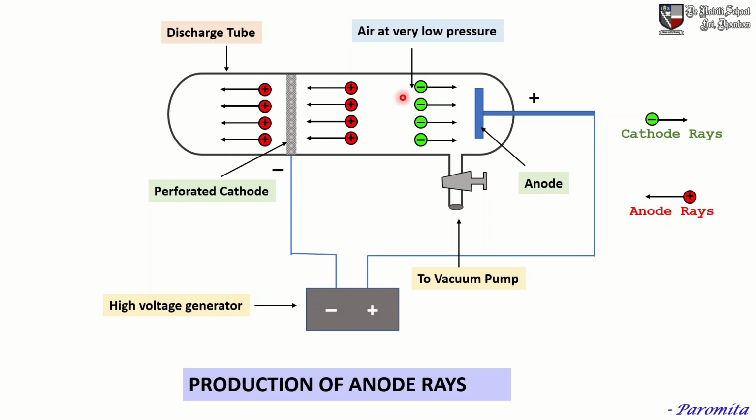These anode rays are also termed canal rays as they moved through the perforations or canals in the cathode. It was found that these rays contained positively charged particles. So J.J. Thomson called these rays positive rays.